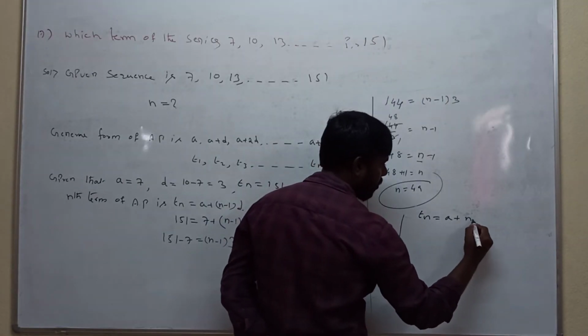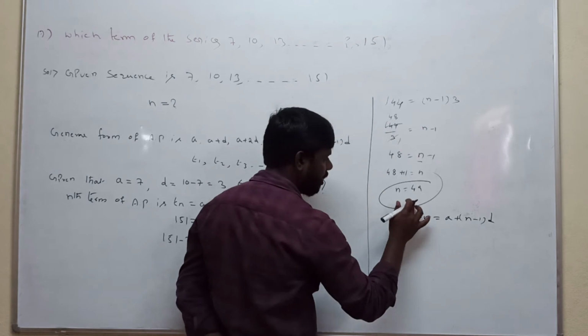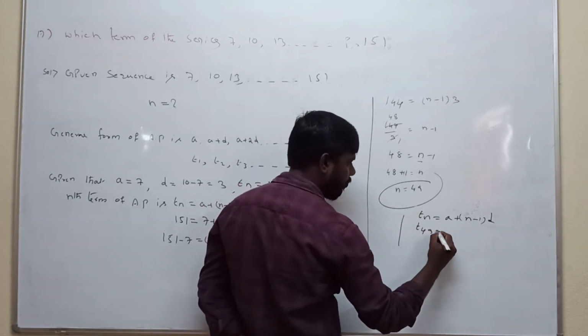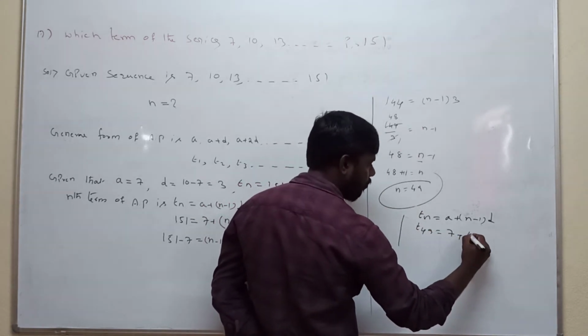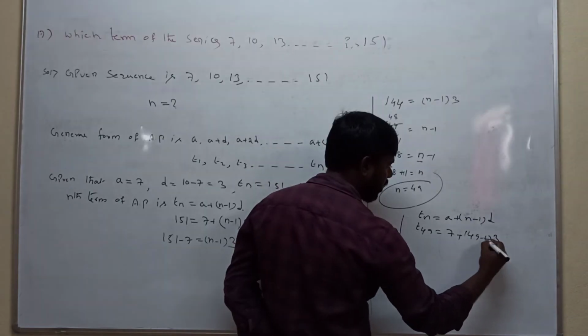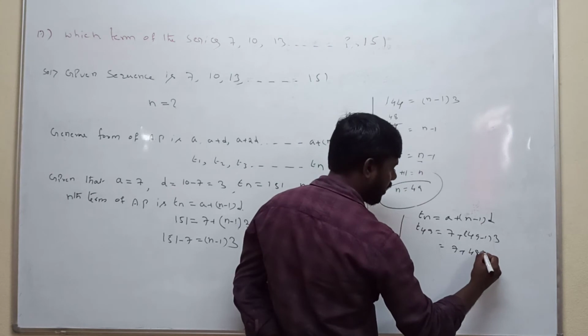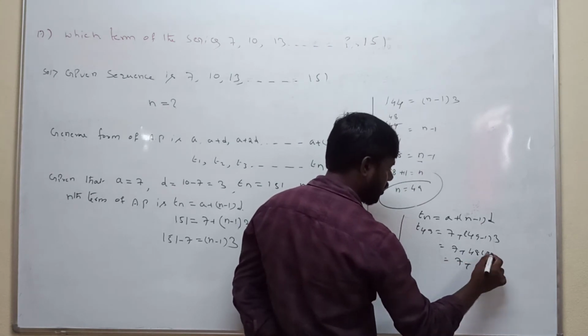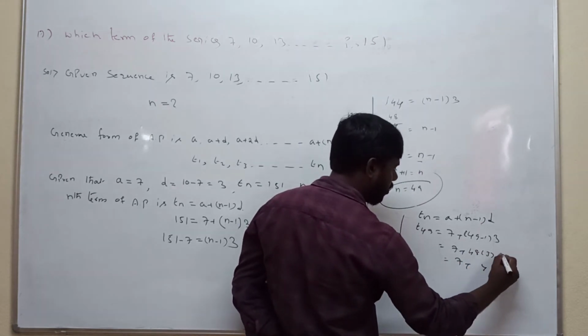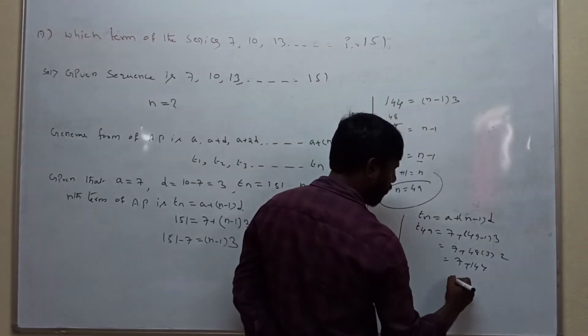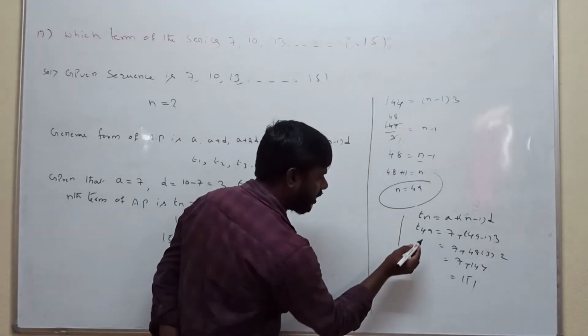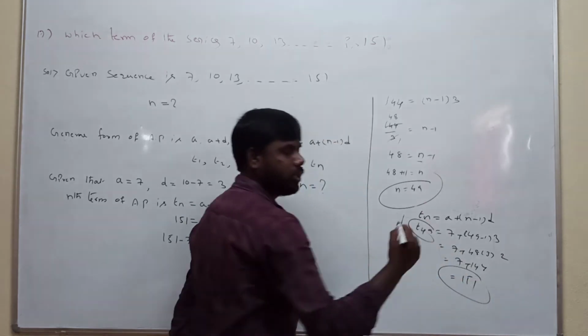Tn is equal to a plus n minus 1 into d. Anyway, here we are getting 49. T49: a value is 7, 49 minus 1 into d, d value is 3. So 7 plus 48 into 3. 48 into 3 is 144. 144 plus 7 is 151. Easily we have to identify that the 49th term is 151.